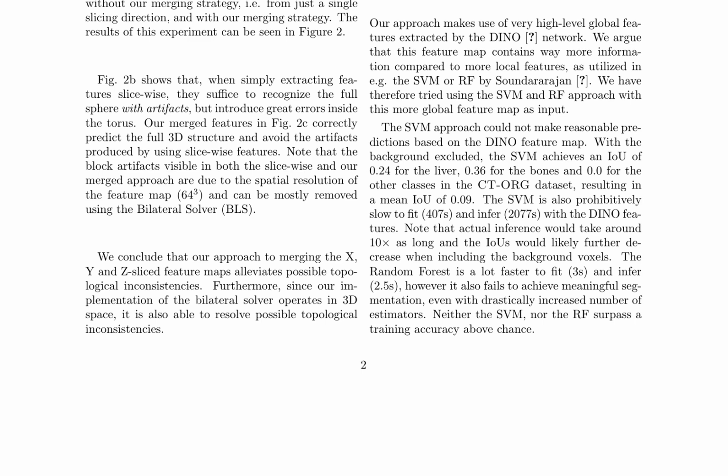The SVM is computationally expensive, requiring 407 seconds to fit and 2077 seconds to infer. In contrast, the random forest is faster to fit, 3 seconds, and infer, 2.5 seconds, but still fails to achieve meaningful segmentation, even with an increased number of estimators. Neither the SVM nor the RF surpass a training accuracy above chance. These results highlight the limitations of using SVM and RF with high-level global features and underscore the importance of the proposed 2D-3D feature extraction strategy, which preserves topological consistency and enables more accurate segmentation.